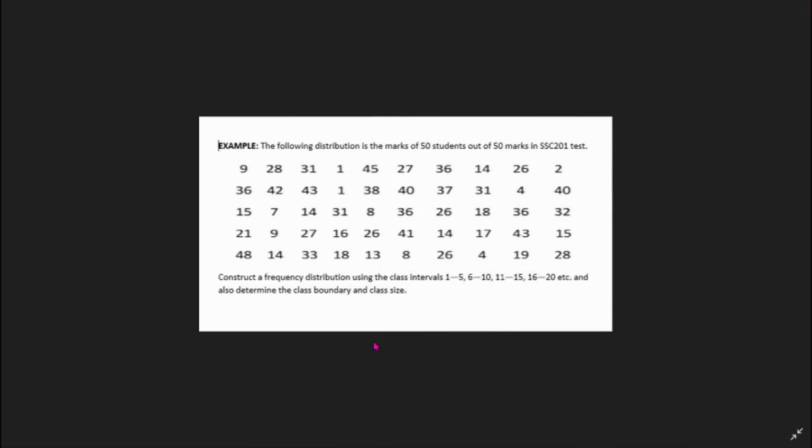So let's take a look at how to create a frequency distribution table. Look at an example we have. The following distribution is the marks of 50 students out of 50 marks in SSC 201 test. So we have the marks here, they are 50 in number. We construct a frequency distribution using the class intervals and also determine the class boundary and class size. So let's quickly do that.